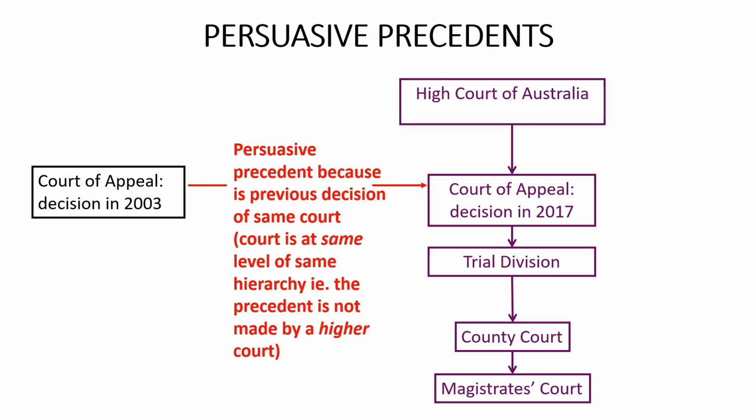If the Court of Appeal establishes a precedent in a decision that it makes in 2003, then that precedent is not binding on the Court of Appeal, that is the same court, when it comes to decide a similar case in 2017. The reason for this is that the 2003 precedent is not made by a higher court. It's just made by the same court, only earlier in time. However, courts generally follow their previous decisions because this ensures consistency and predictability.